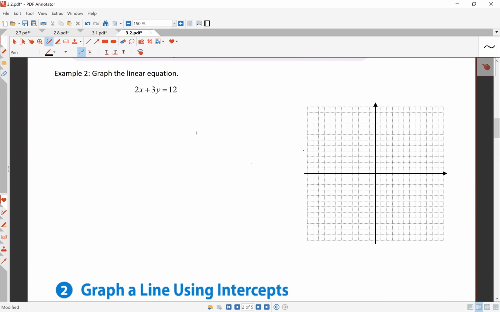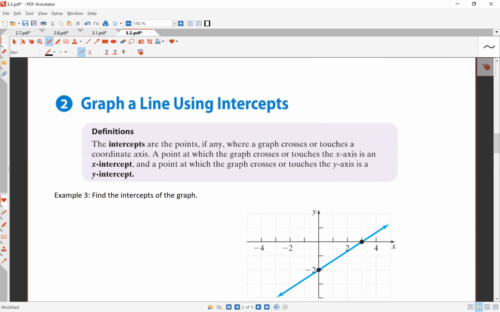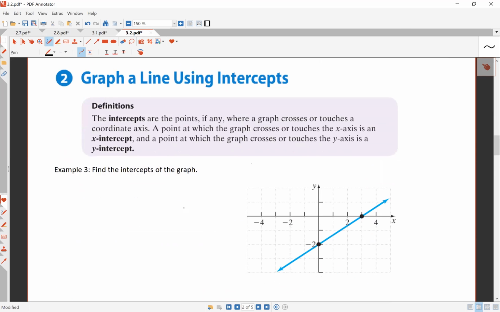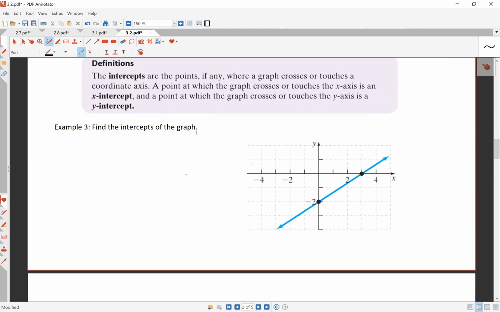If it's in this other form, 2x plus 3y equals 12, this is a little harder to work with. Now, a good thing to do is to do the intercepts that I was just talking about. The intercepts of the graph are these spots where it crosses the axes. This point is 3, 0. That's the x-intercept. And this point is 0, negative 2. That's the y-intercept.